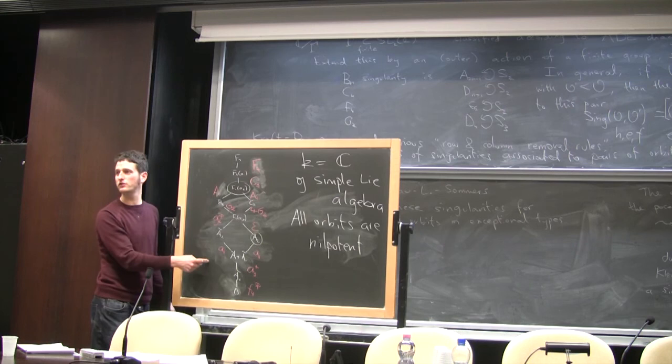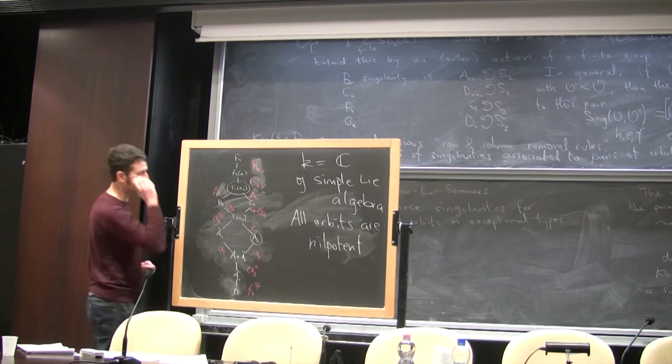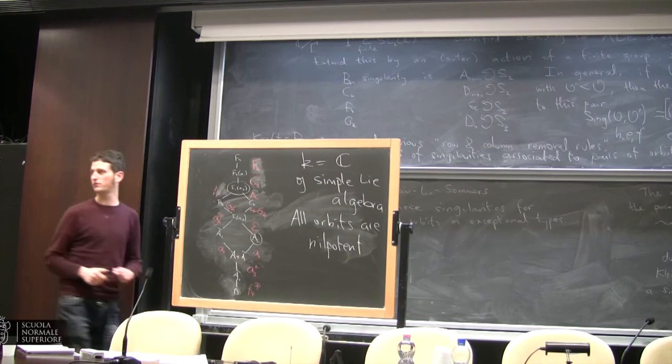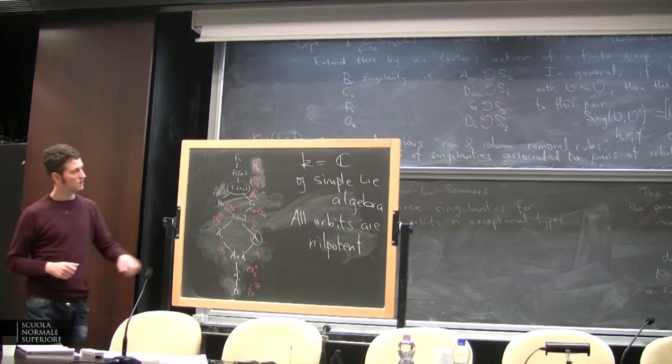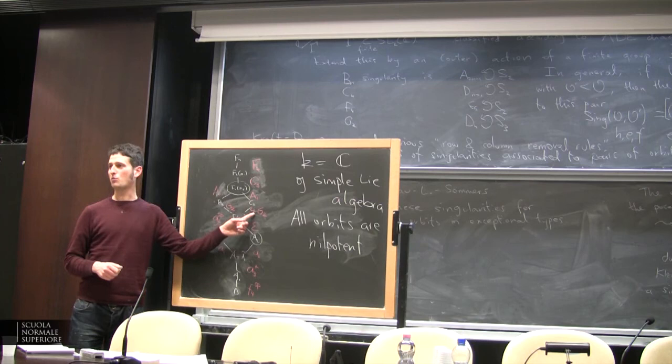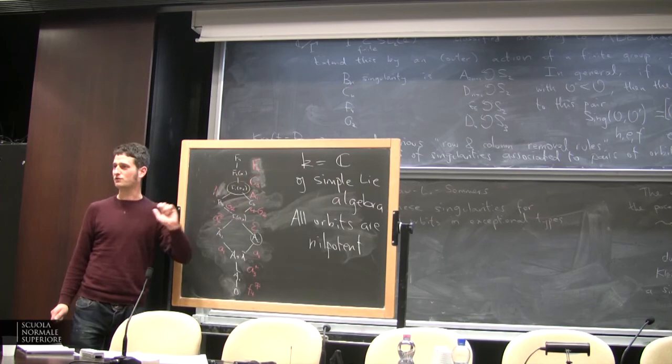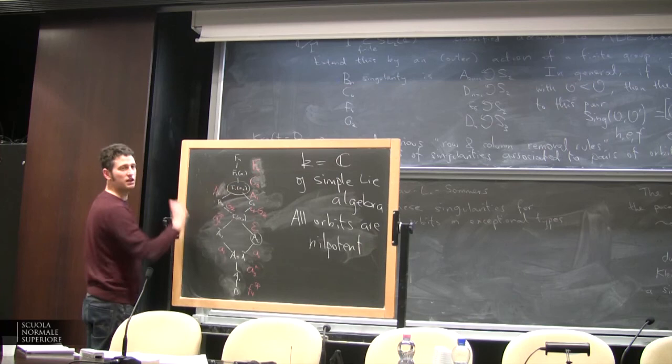And there are two exceptions. The two exceptions are this C3, which gets sent to a funny thing, which is a minimal singularity with an action of a finite group. And then there's another exception, which is this epsilon here, which corresponds to four branches of type D4 acted on by a symmetric group S4. I don't really have time to explain what that is. The yellow circling is telling you something about Lusztig's canonical quotient.